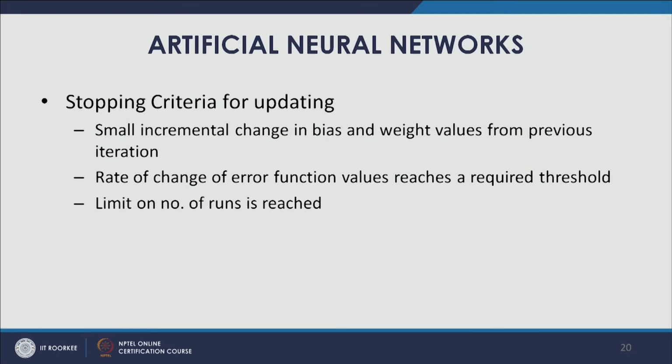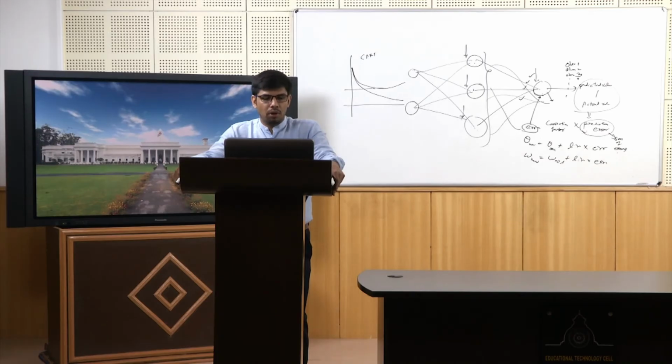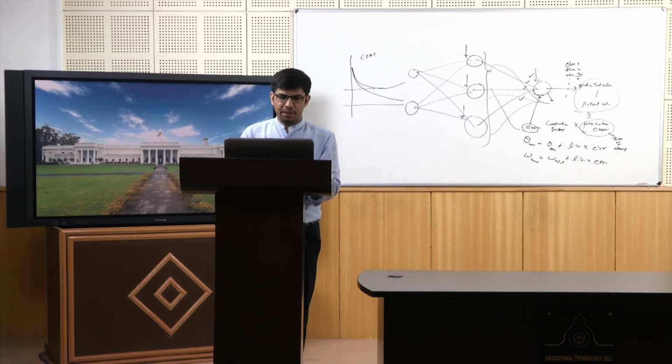So, typically this is the last resort when we are not able to stop the learning process, the updating process, either from the first criteria or the second criteria, whatever is being used. Then probably we should stop at some point when too many runs have been done and still no convergence has taken place. We can do that by specifying a limit on the number of runs. After this discussion, let us understand some of these concepts through a modeling exercise in R.